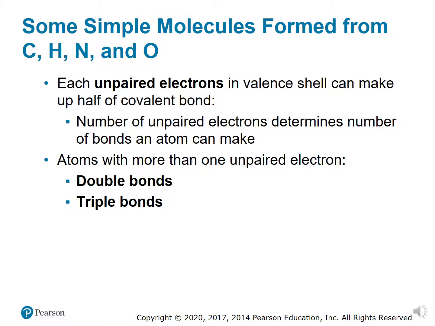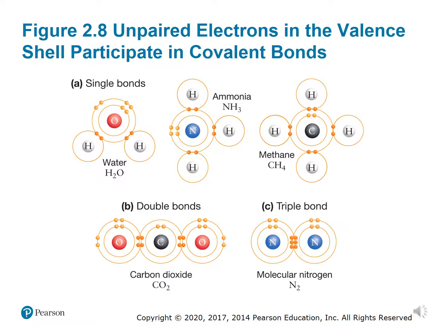Each unpaired electron in the valence shell can make up half of a covalent bond. The number of unpaired electrons determines the number of bonds an atom can make. Now, we know that one covalent bond consists of two electrons, but you can have double bonds and triple bonds. In a double bond, you have two single bonds, so that's a total of 4 electrons, and a triple bond is 2 times 3, which is 6 electrons.